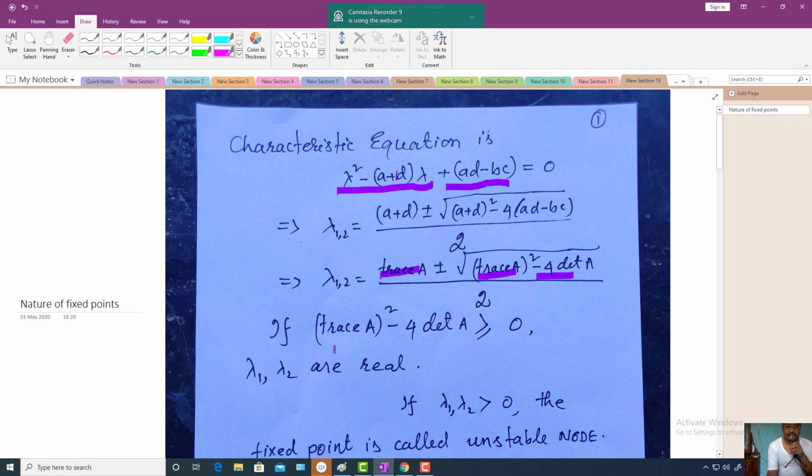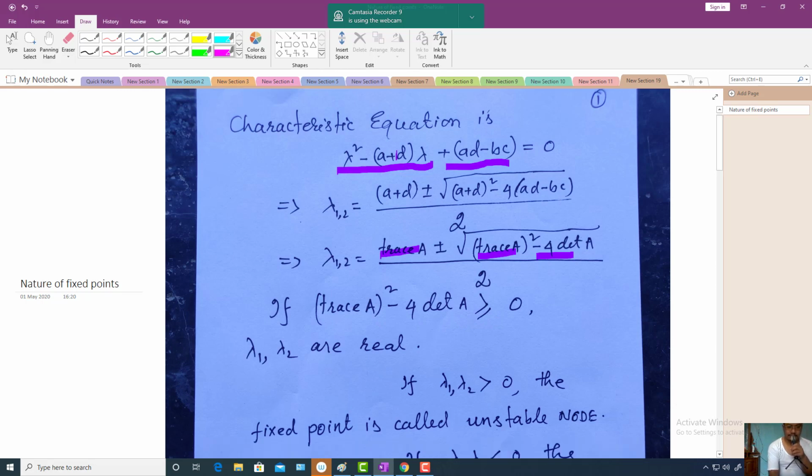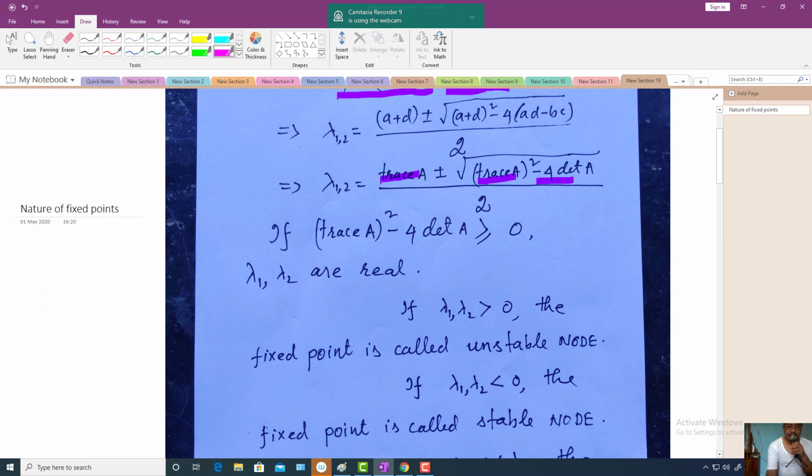So if trace squared minus 4 times the determinant of A is positive or 0, the roots are real. That means lambda 1 and lambda 2 are real. So in that situation, suppose lambda 1 and lambda 2 are greater than 0, the fixed point is called an unstable knot.